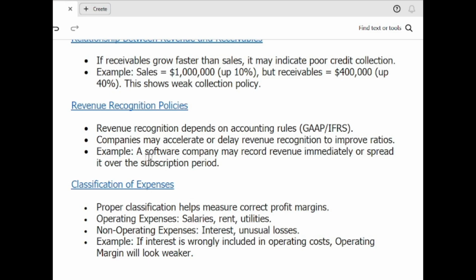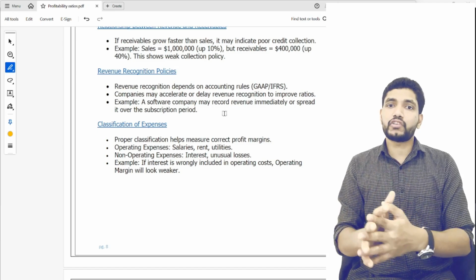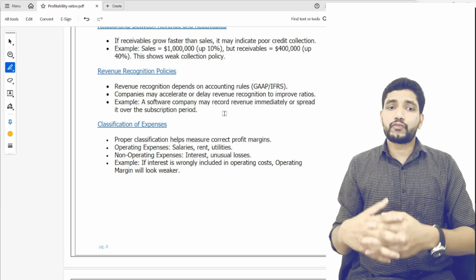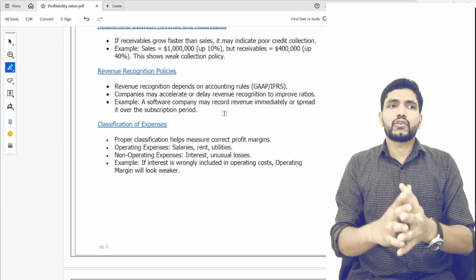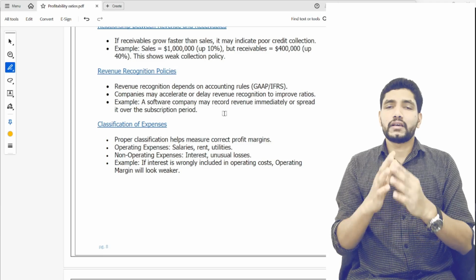For example, a software company may record revenue immediately or spread it over its subscription period. There are two methods for a software company to record its subscription revenue. As per some standards, it can be recorded immediately if there is no provision to return the revenue. But in some cases, it is recorded at the end of the period if there is a provision to return the revenue if the customer is not satisfied. So this revenue recognition policy has to be considered when we are evaluating sales or revenue.